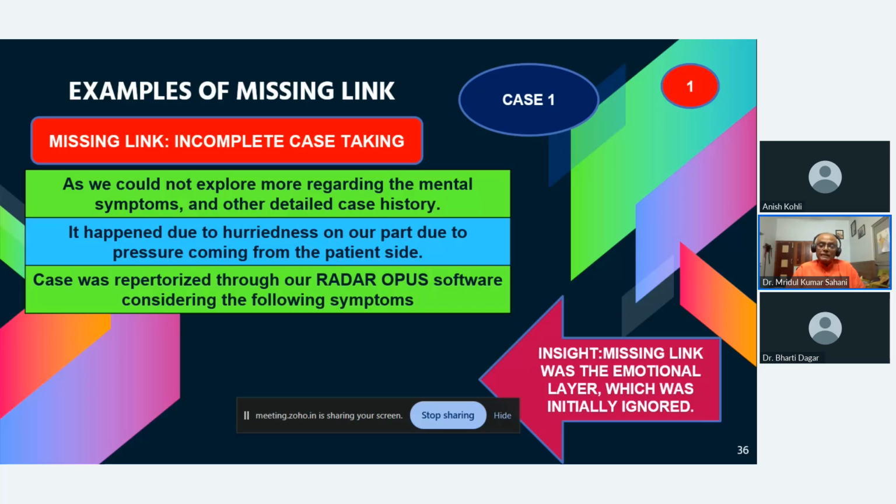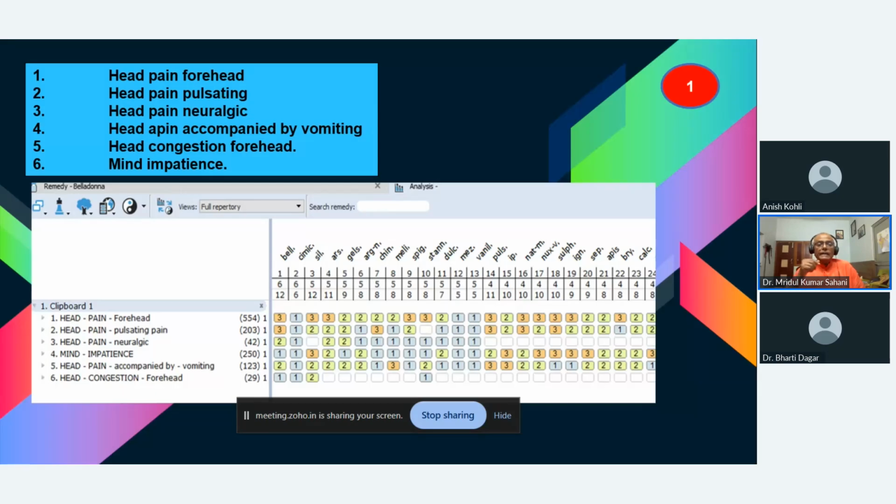Case was repertorized through our RadarOpus software, considering the following symptoms: head pain, forehead; head pain, pulsating; head pain, neuralgic. I did the repertorization, and all these report head pain, pain accompanied by vomiting, and head congestion, forehead, and mind impatience. Only these much. So I got Belladonna and Cimicifuga.